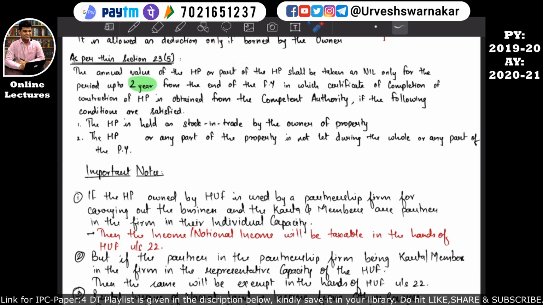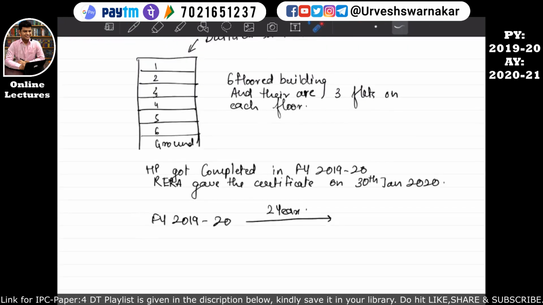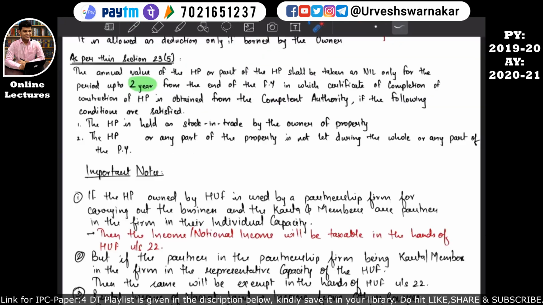This section 23 subsection 5 says that the annual value of the house property or the part of the house property shall be taken as nil only for the period of 2 years from the end of the financial year. From the end of the financial year means from the end of this financial year, that is financial year 2019-20, more 2 years benefit. More 2 years benefit is given to this builder. Why this benefit is given to this builder, we will see right now, and why we need to take the annual value of the house property or part of the house property as nil, that also we will see.